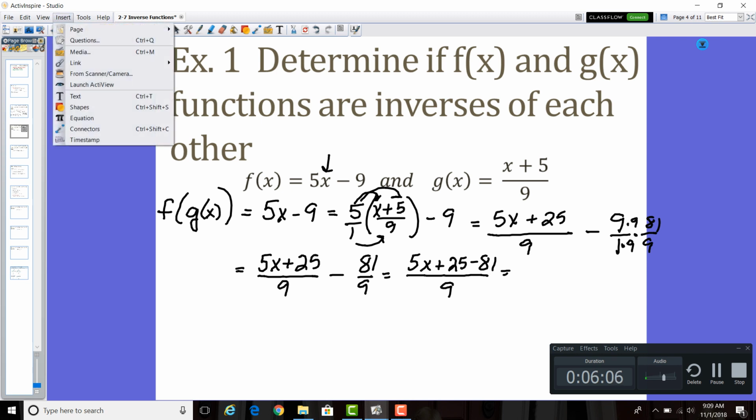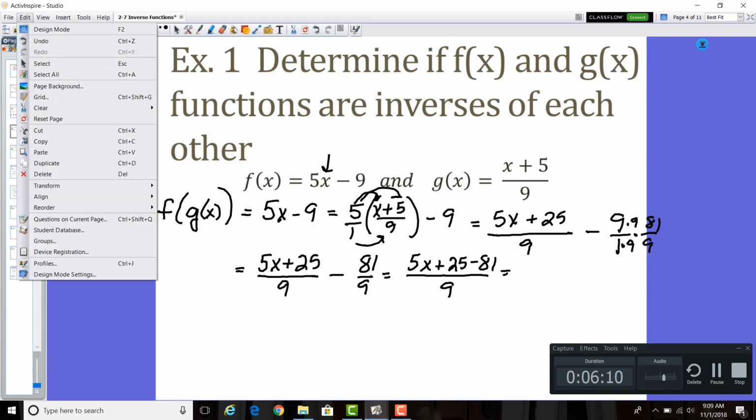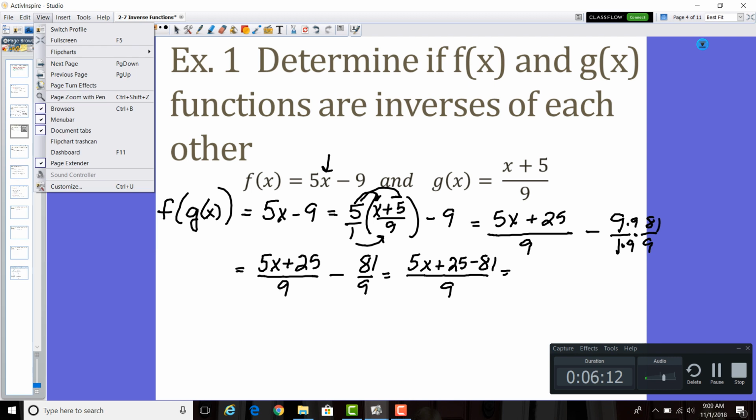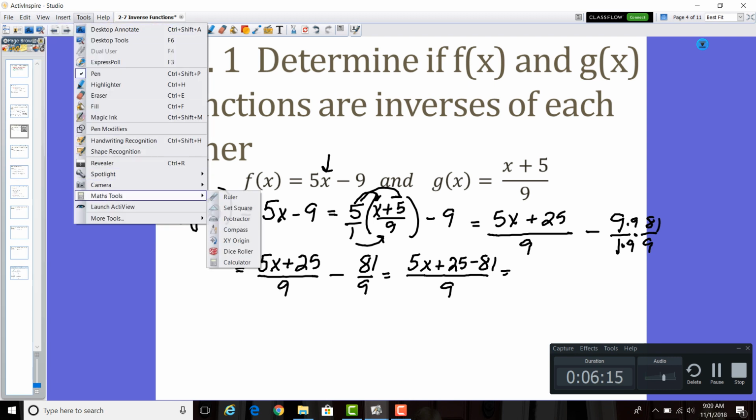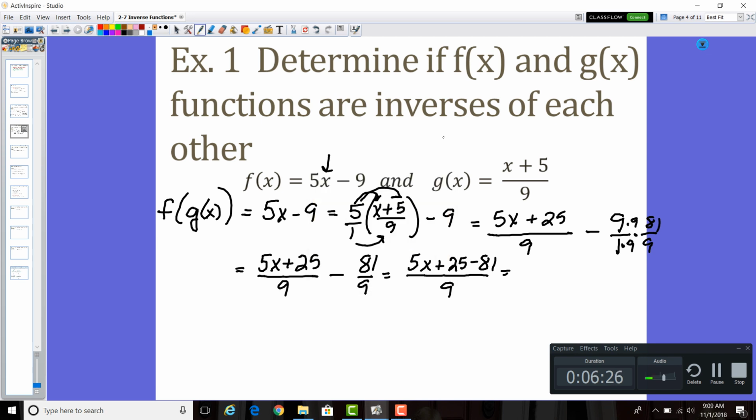Let's look, see if I can find my math tools here. I know I have them, I just don't know where they are. There they are. The calculator. So 25 needs to subtract 81. That gives me negative 56.